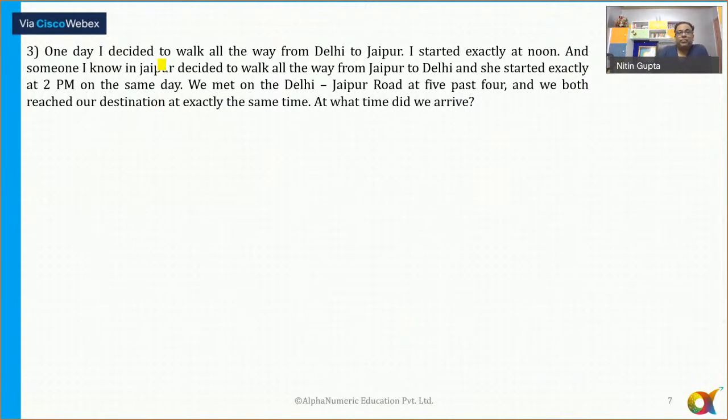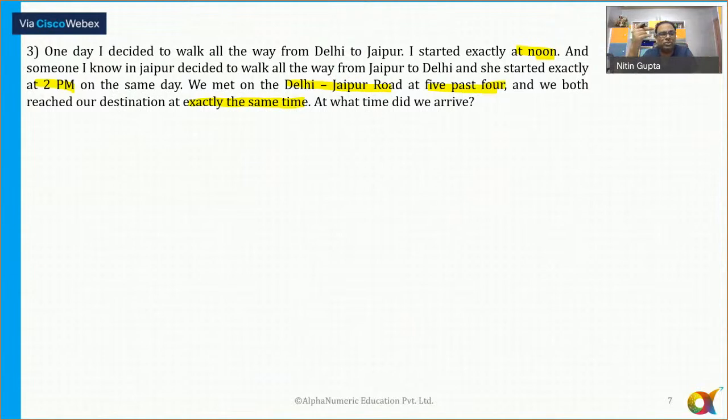Now, another very interesting question here. It says, one day I decided to walk all the way from Delhi to Jaipur. I started at noon. And someone I know in Jaipur decided to walk all the way from Jaipur to Delhi, and she started exactly at 2 p.m. Now remember, both the persons are not starting at the same time. One started at 12 o'clock, the other at 2 o'clock. We met on the Delhi Jaipur road at 5 past 4. And we both reached our destination at exactly the same time. So after meeting, they are taking the same time to reach the opposite end.